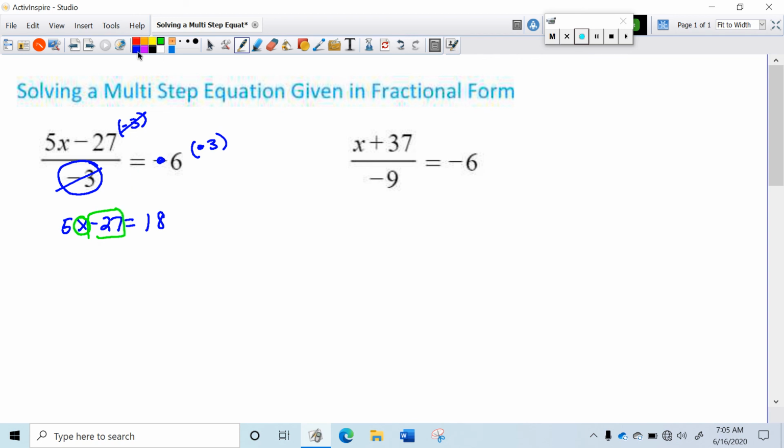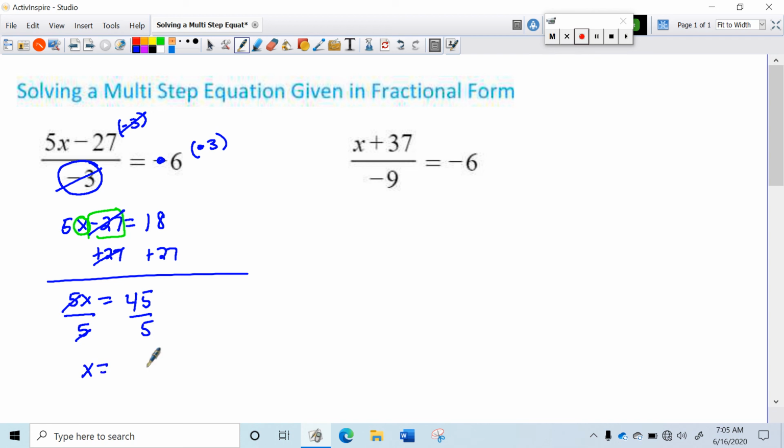So the opposite of negative 27 is positive 27, so I'm going to add 27 to both sides. Bring down the 5x. Opposites cancel. Bring down the equal. 18 plus 27 is 45. This is 5 times x. The opposite of times is divide, so I'm going to divide both sides by 5. Top cancels with bottom. X equals 45 divided by 5 is 9.